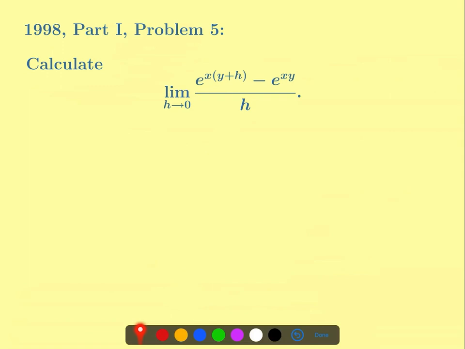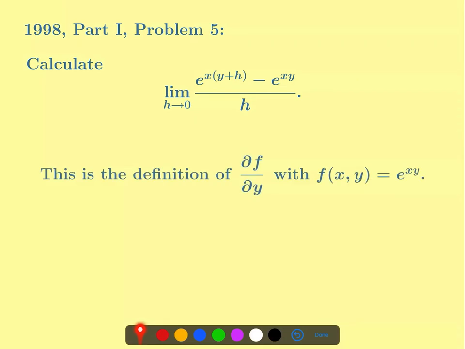Next question, we want to calculate this limit. So the idea here is to realize that this is just the definition of the partial derivative of f with respect to y, where f in this case is e to the xy. To remind you, the definition of the partial derivative of f with respect to y would be you take f of x, y plus h, or you replace y with y plus h. You subtract f of x, y, that would be this, and then you divide that difference by h and see what happens as h goes to 0 in the limit. So this is just the definition again of this partial derivative.